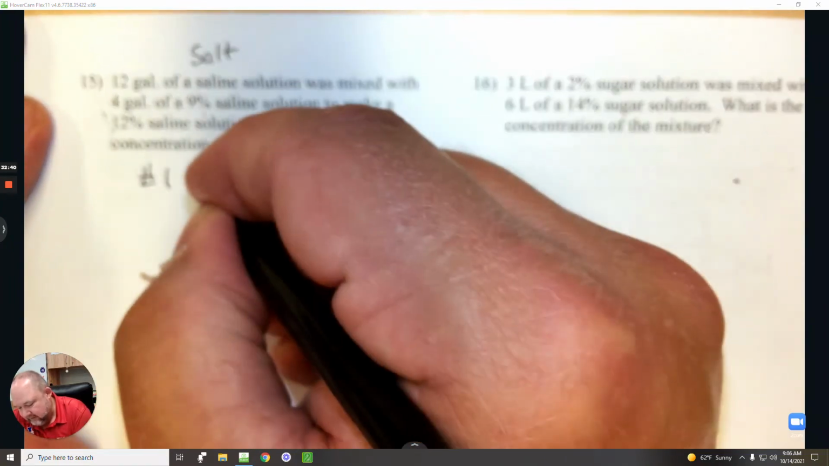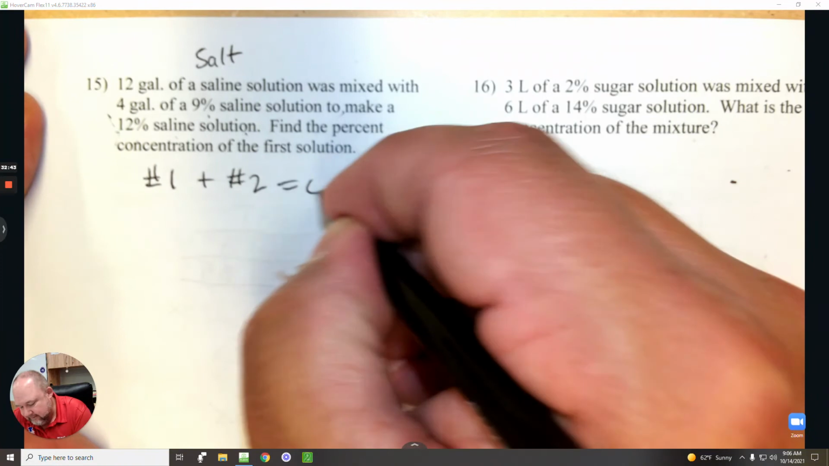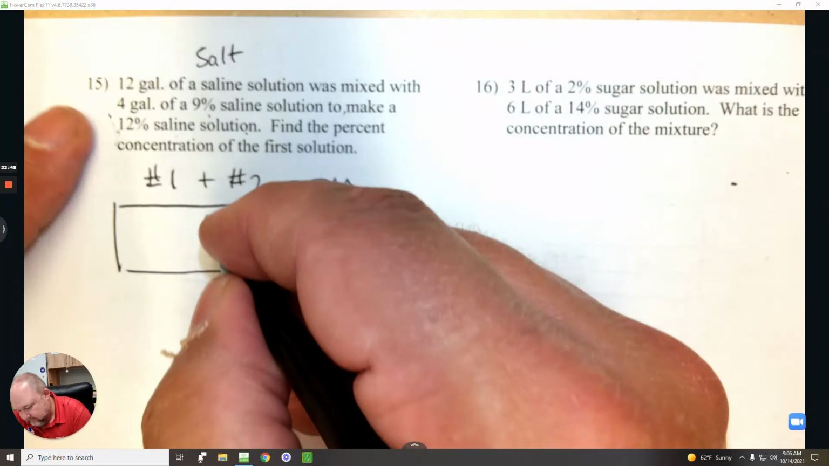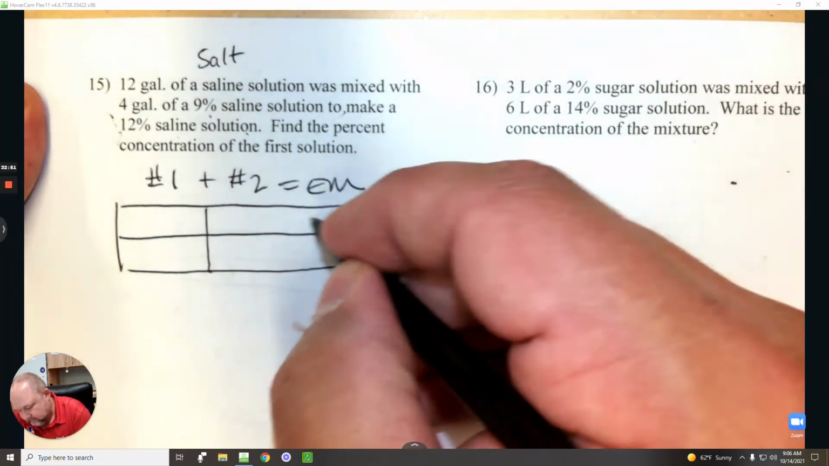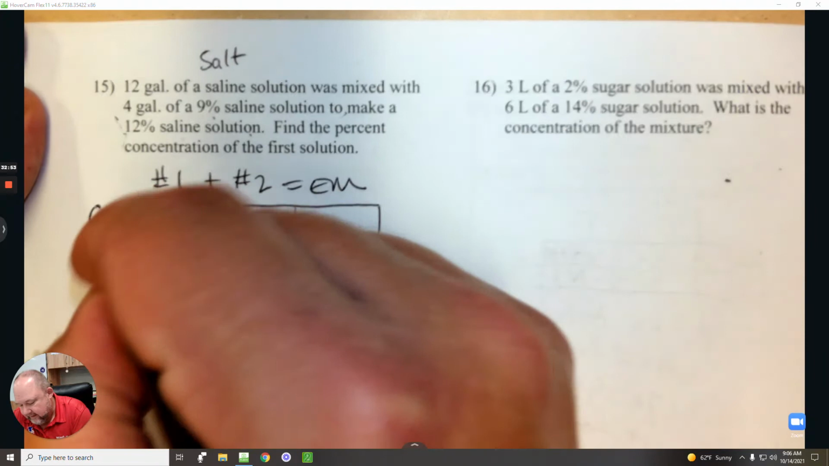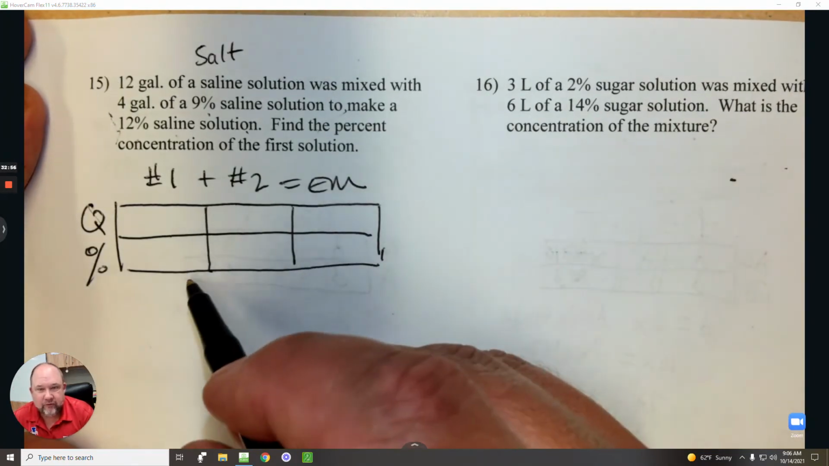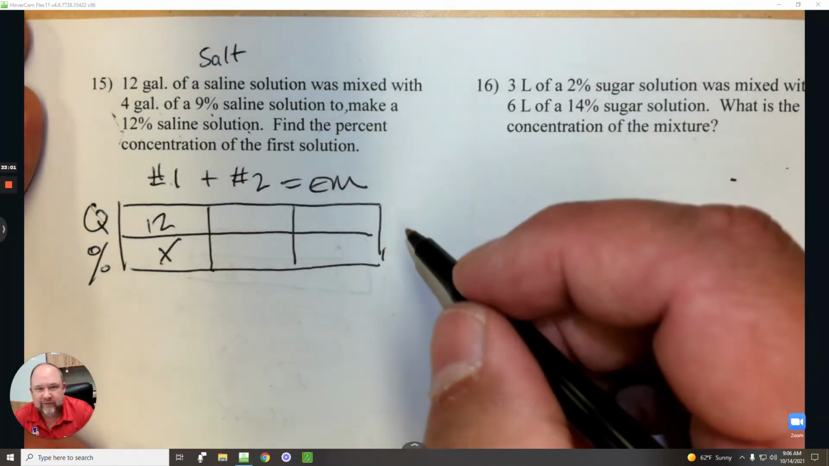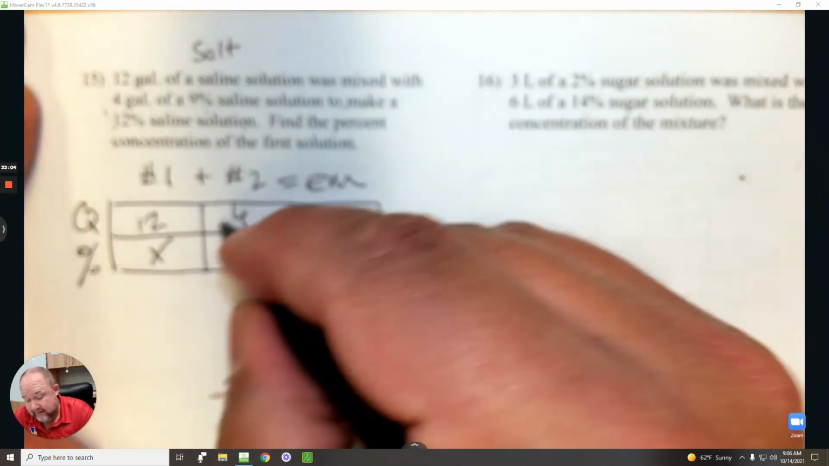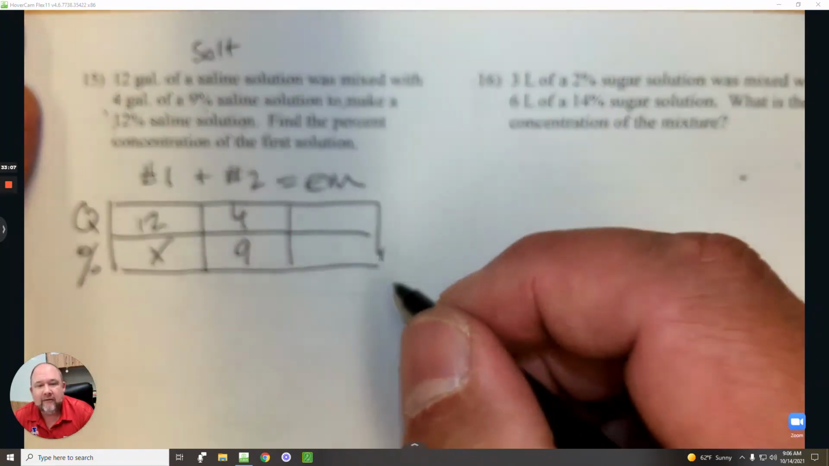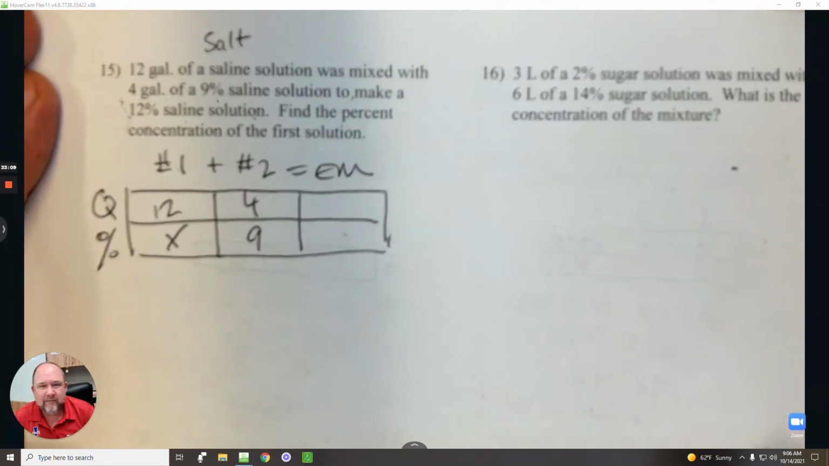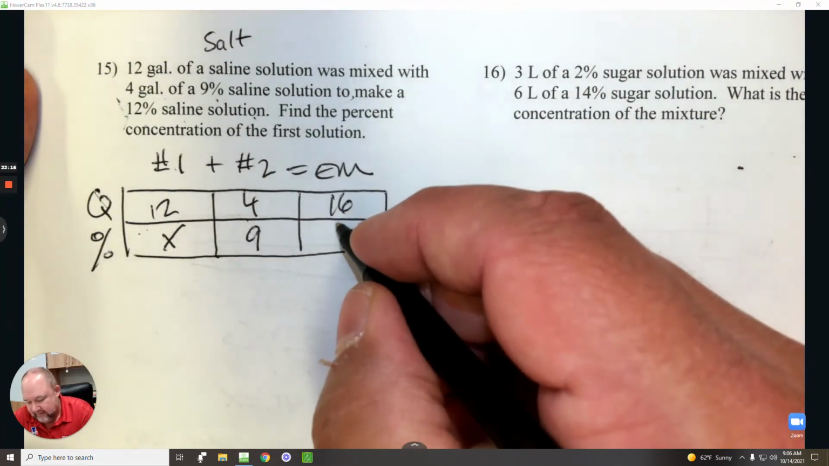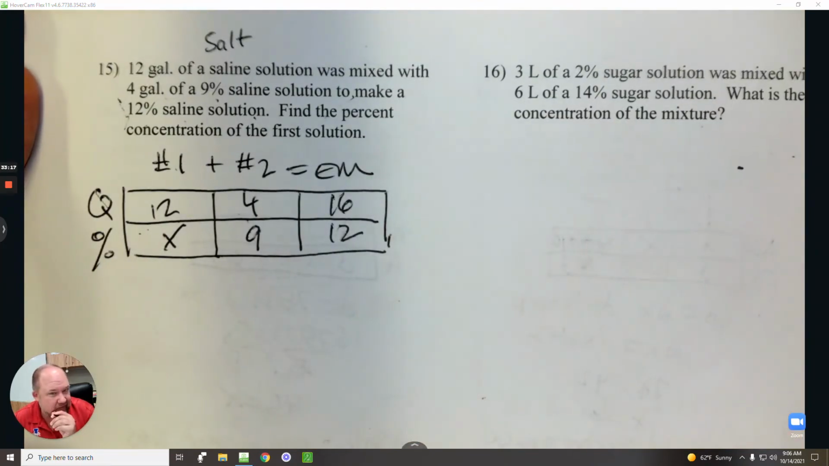So we're mixing 2 things to make an end mix. We have the quantity and the percent. In this case, it's percent of salt. So the first solution has 12 gallons, but we don't know what the salt percent is. The next one has 4 gallons, and it has 9%. That means the end mix, you have to add these together when you mix them. So the end mix has 16, and it has a 12% salt solution.